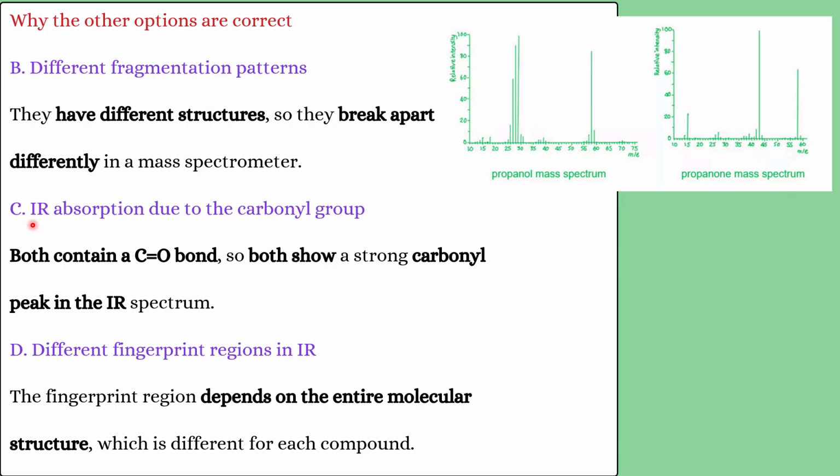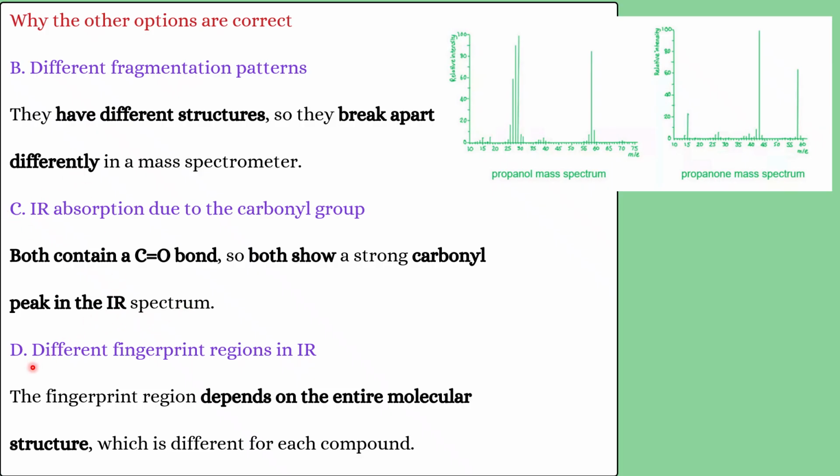Now, the next option was IR absorption due to the carbonyl group. Since we know that aldehyde and ketone both consist of a C double bond O, that is nothing but the carbonyl bond, they both will show a carbonyl peak in the IR spectrum. Hence, this option was also correct.